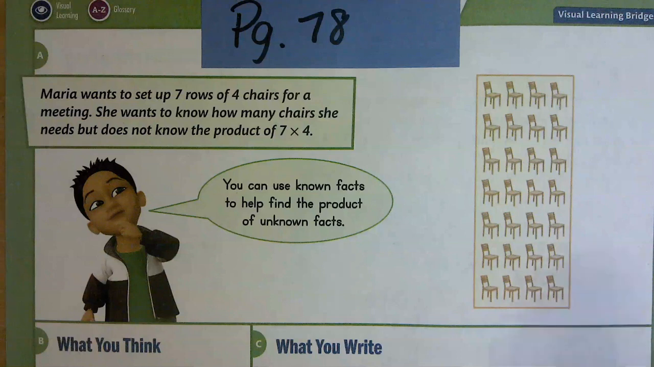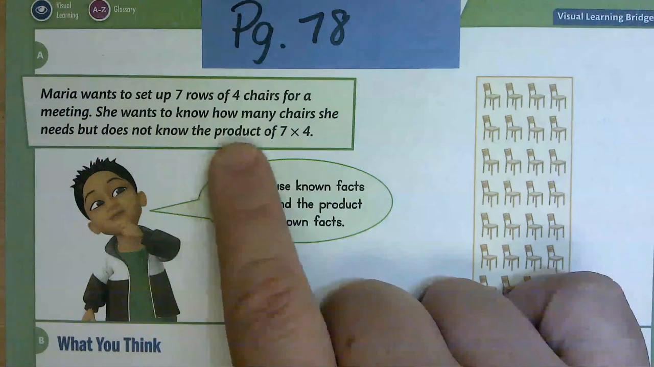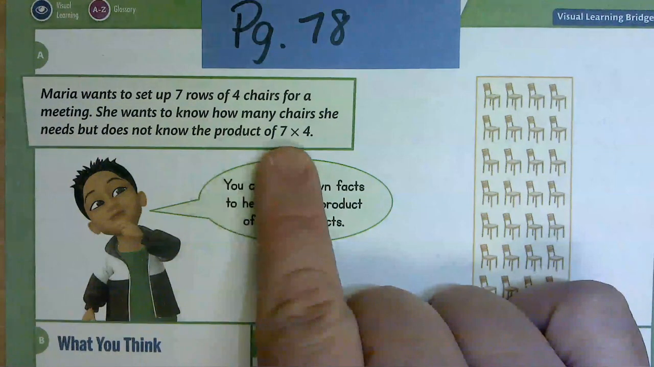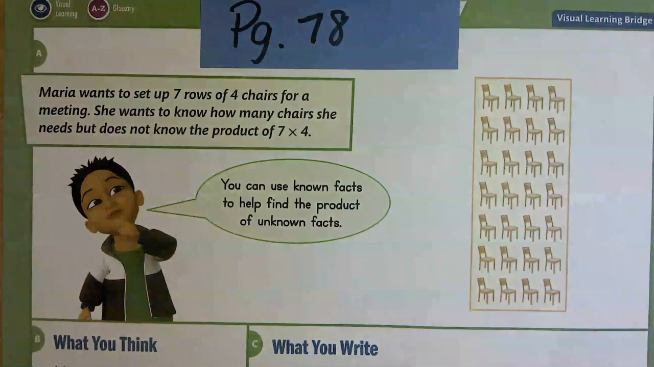On page 78, we're going to go ahead and read our word problem, and then we're going to take a look at our facts. So it says Maria wants to set up 7 rows of 4 chairs for a meeting. She wants to know how many chairs she needs, but does not know the product of 7 times 4. And product is one of our vocabulary words. It means the answer to a multiplication problem. So we can use known facts to help us find the product of something that's unknown.